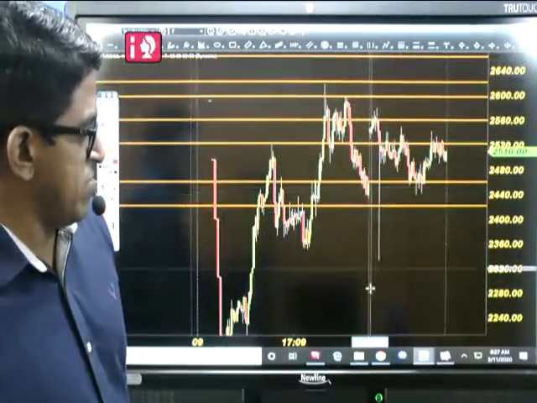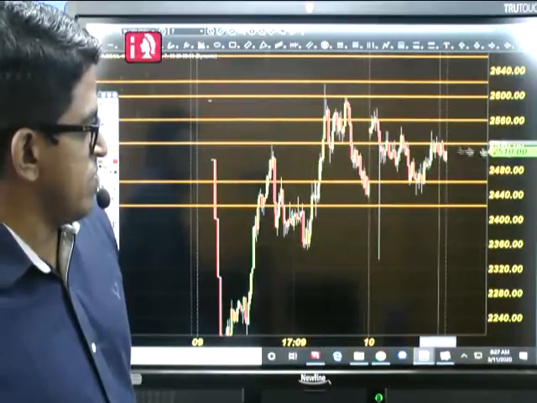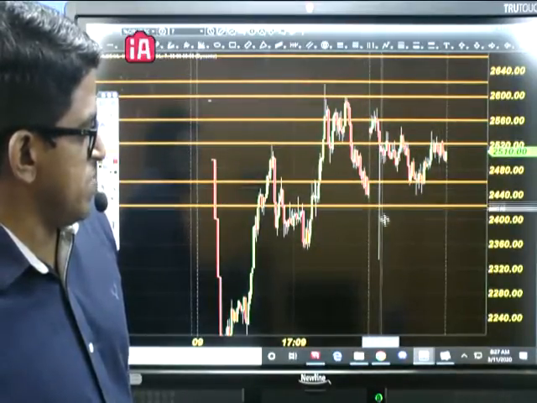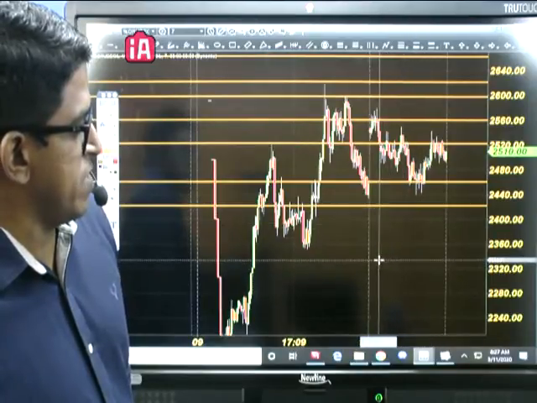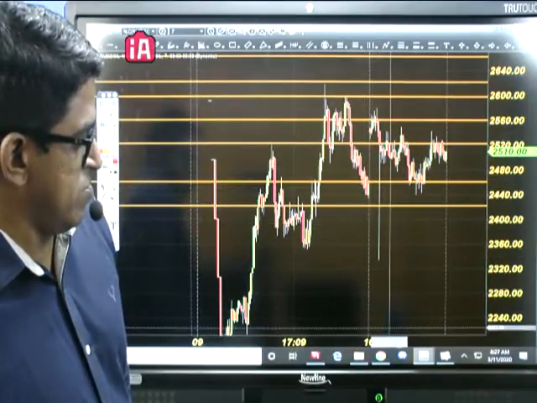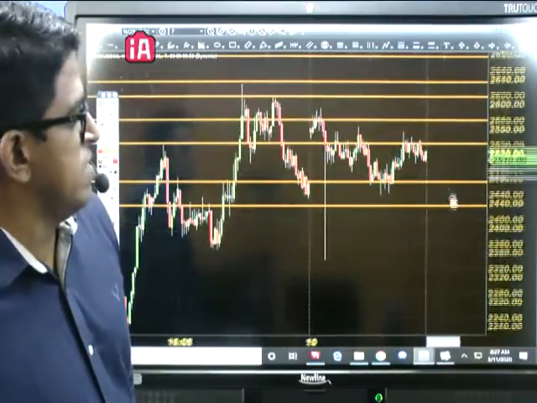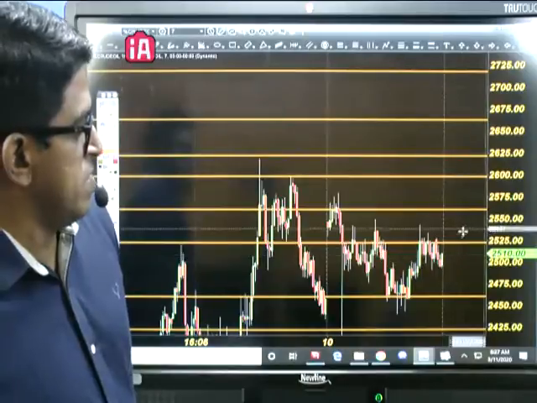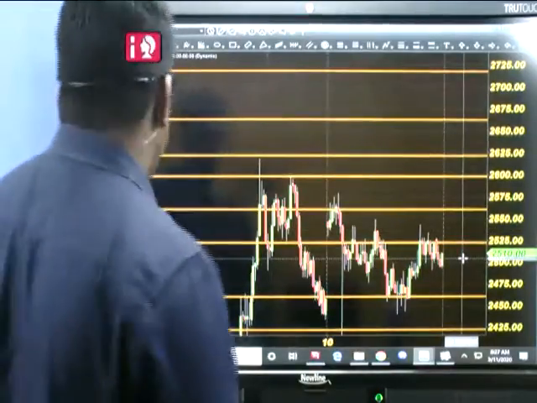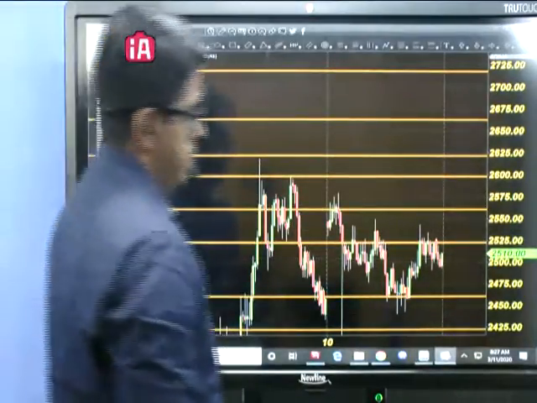We had a spike also. You could see 2520. Yeah, a spike of nearly 150 points. What is this? It would have killed most of the stop losses. So our view is very simple. The price is going to open somewhere near 2550.